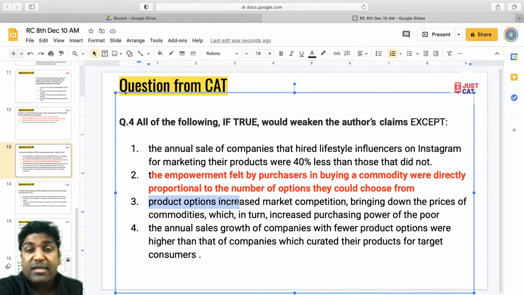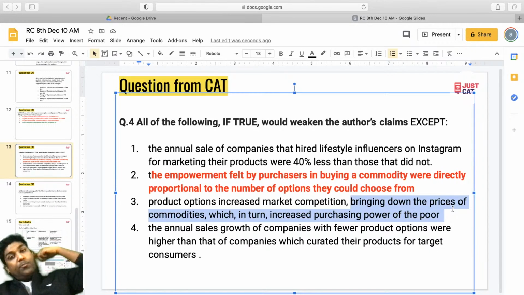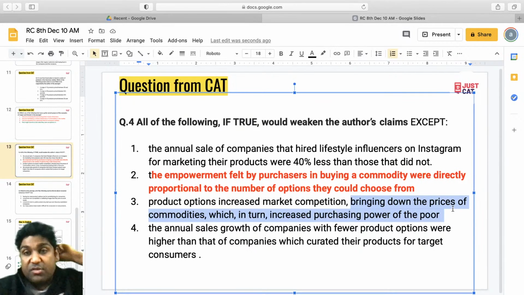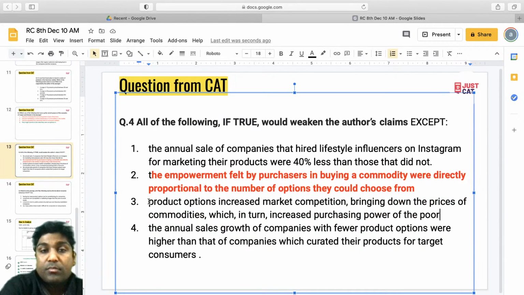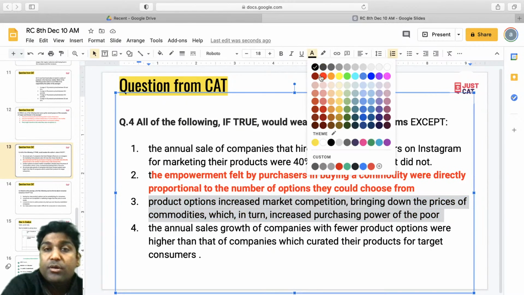Product options increase market competition, bringing down the prices of commodities, which in turn increases the purchasing power of the poor. This was also never mentioned. It never mentioned that the prices became reasonable for the poor.